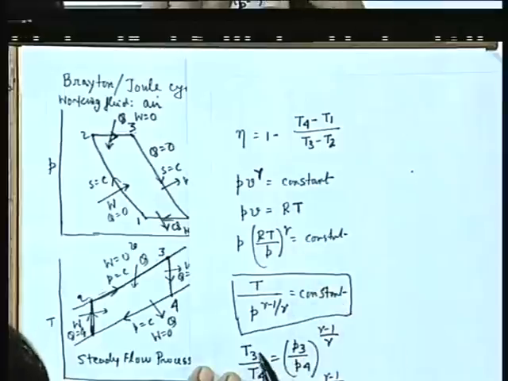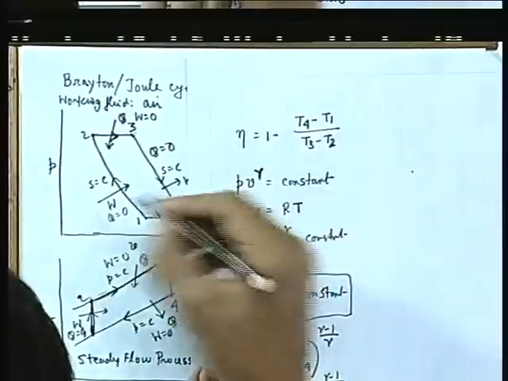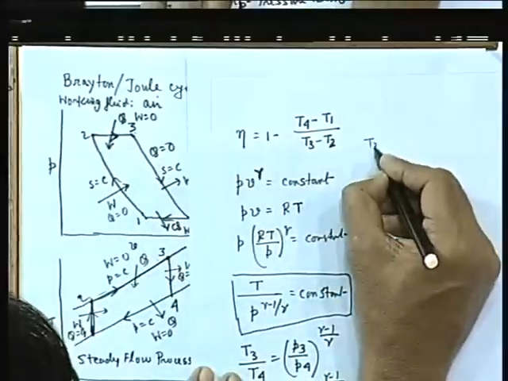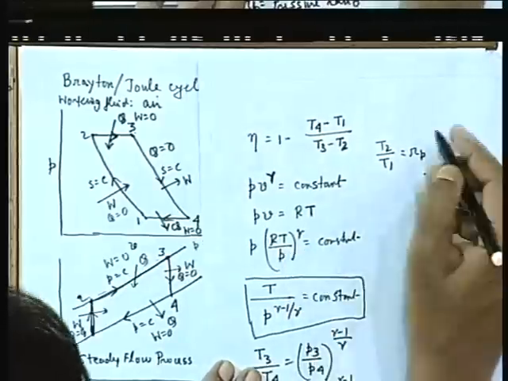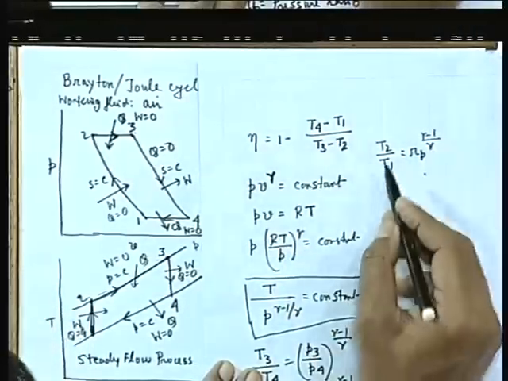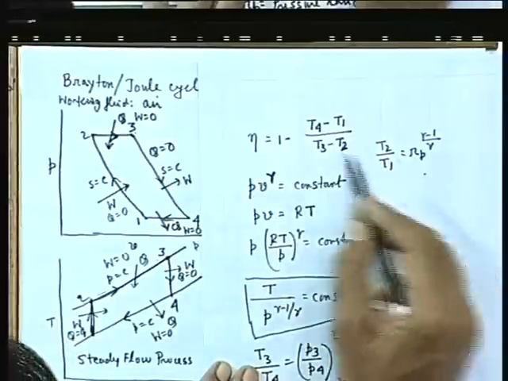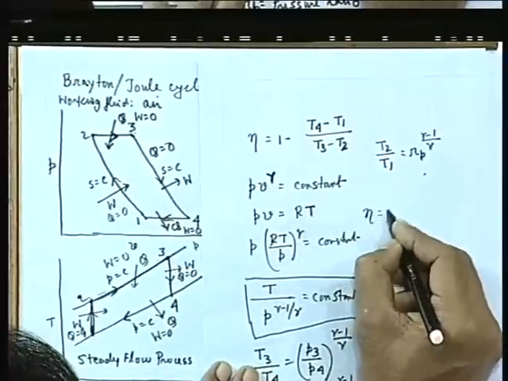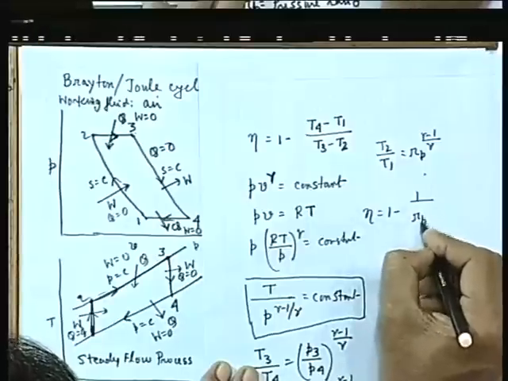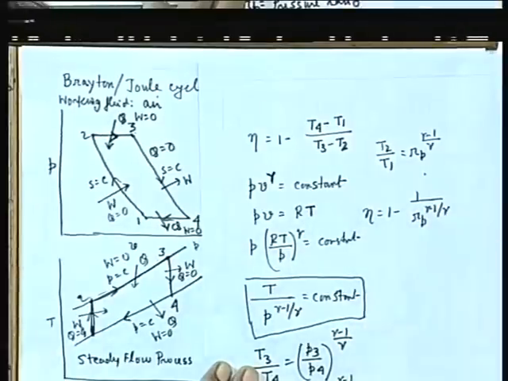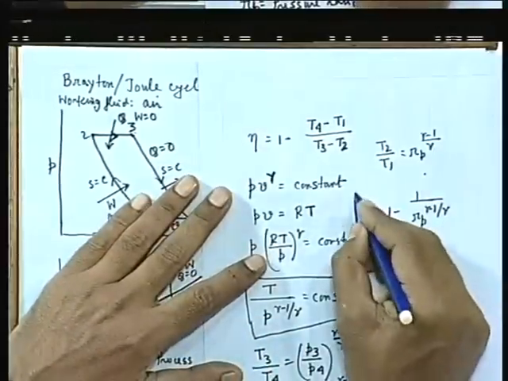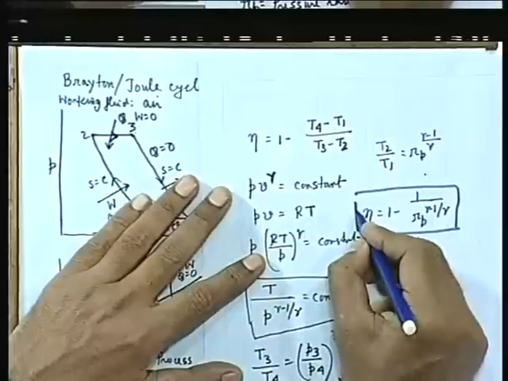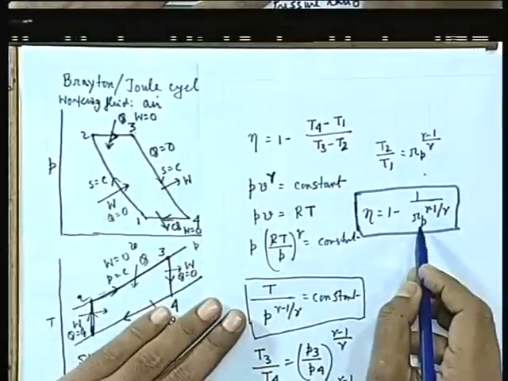In a similar way, one can define T2 by T1 for this process also. T2 by T1, considering this isentropic compression process, is Rp to the power gamma minus 1 by gamma. So, now if we replace T3 in terms of T4 and T2 in terms of T1 here, we get eta is 1 minus 1 by Rp to the power gamma minus 1 by gamma. This is one of the very important expressions for the thermal efficiency of the Brayton cycle in terms of the pressure ratio.